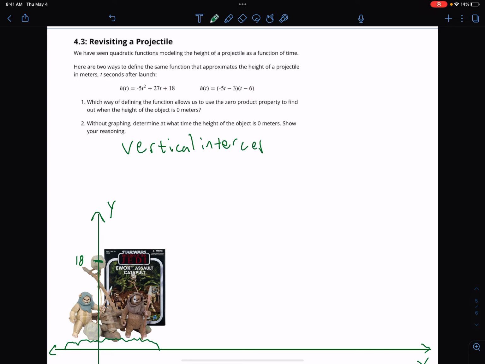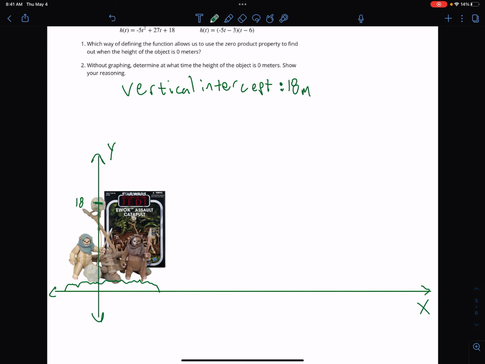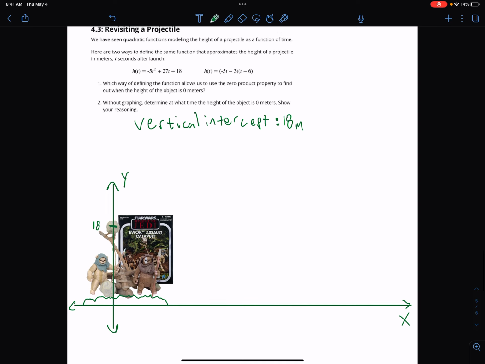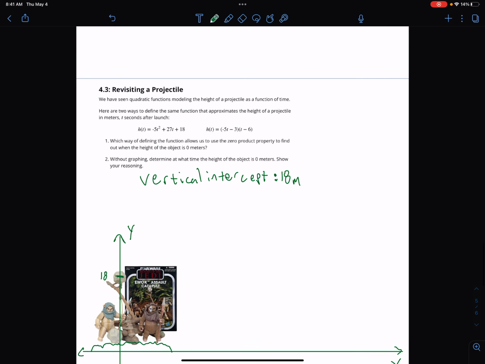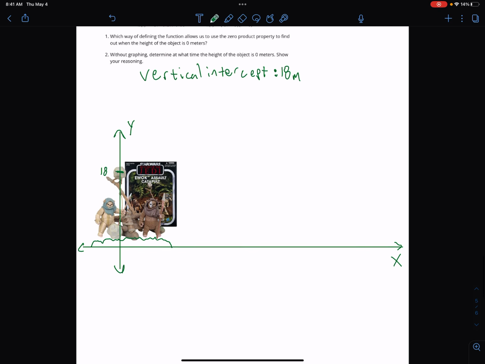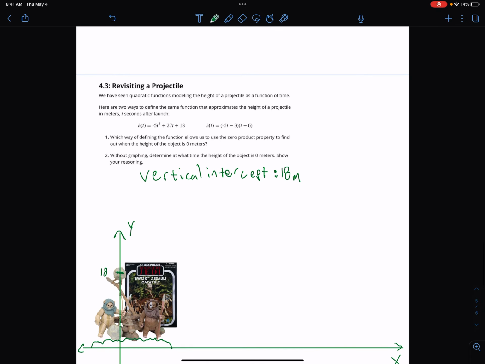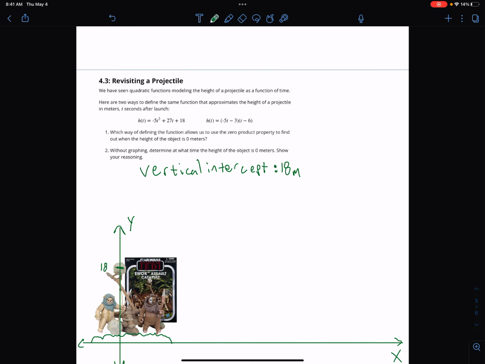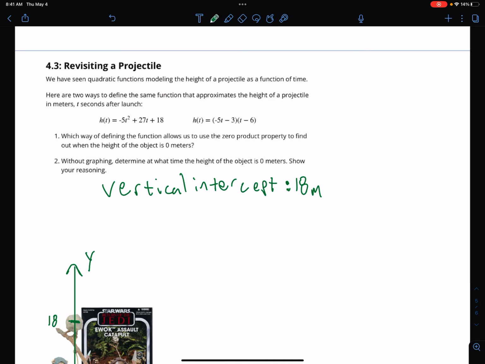Vertical intercept. That's when time is 0 seconds. This thing was fired at a height of 18. They're saying meters, whatever. So they're on a little hillside or something. They're above where the rest of the ground is at. The important thing to know is that's the height of the object when it was first fired off. All right, 18 meters. There's our vertical intercept from the constant value in our standard form.